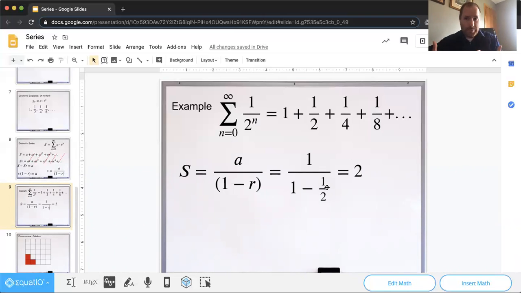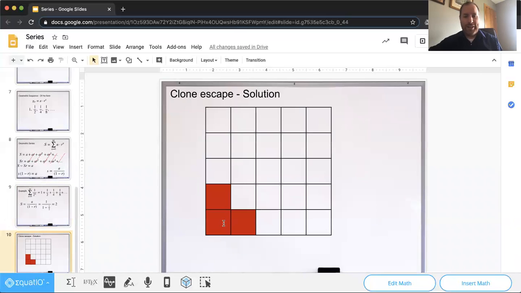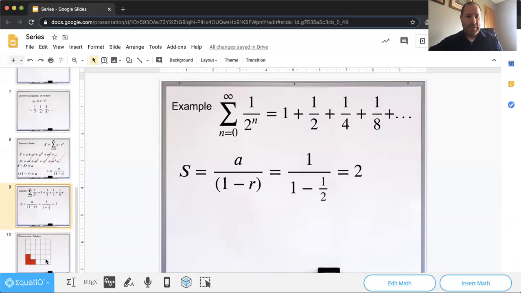And so what that leads me to is I'm going to show you guys the solution. Some of you guys were trying out that clone escape, and some of them you were able to do, right? Some of them are possible. But actually, the last one, the level 4 question where you have 3 clones in there, is actually impossible. And I'm going to show you why that's impossible using this idea right here.